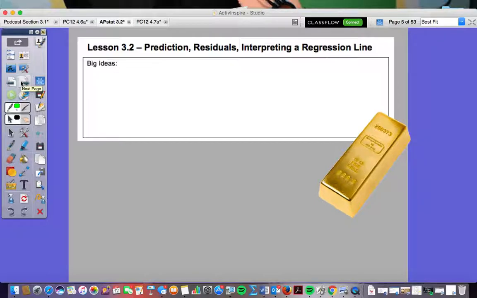Let's do it. Number 1, y hat equals a plus bx. Make sure you get that down, okay? A plus bx. What do we call this here? Predicted. Yeah, y predicted. A refers to what? Your y-intercept. Good, Ryan. And then the b refers to? Slope. Good. So right here, this would be the slope.